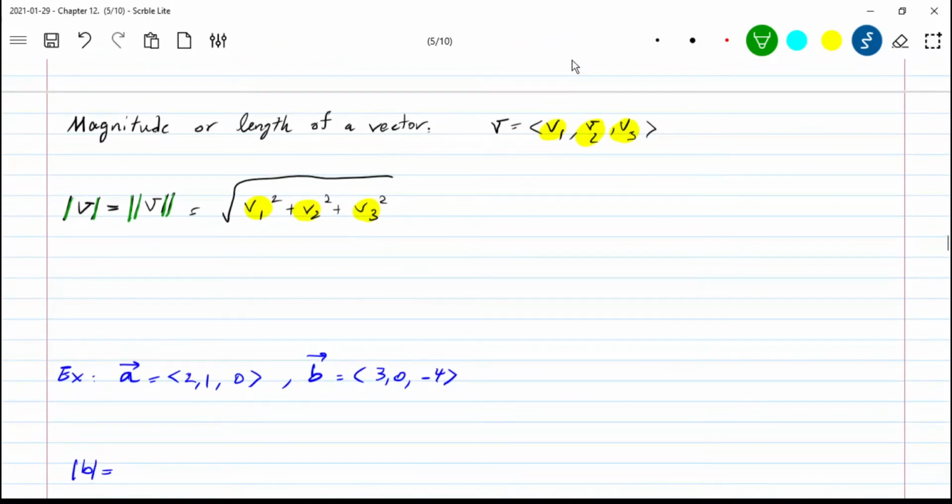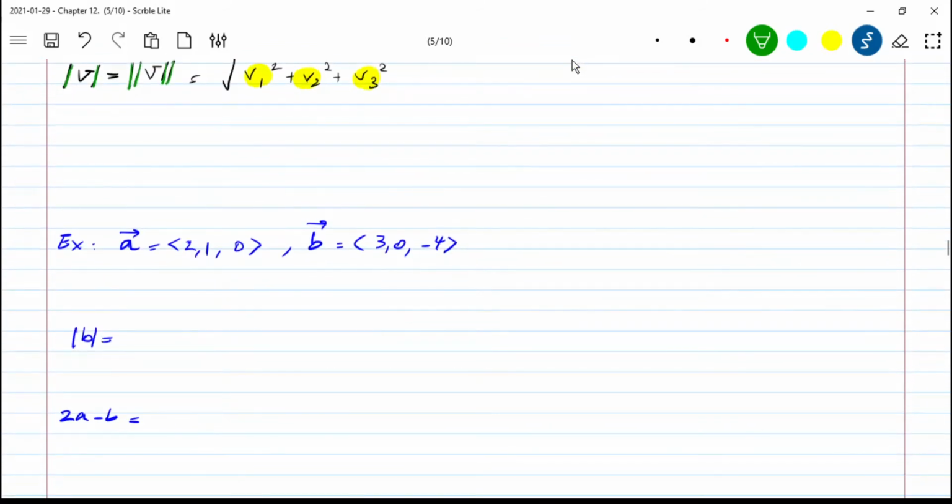So here, for example, let's answer these questions. If you have the vector a as 2, 1, 0 and b as 3, 0, negative 4, and they ask you to find the magnitude of vector b, it would be the square root of the sum of the components squared: 3 squared plus 0 squared plus negative 4 squared. It would be 9 plus 16, which is 25, so the square root is 5. That means this vector in 3 dimensions, when you graph it, has the length 5. The distance between these 2 points would be simply 5.